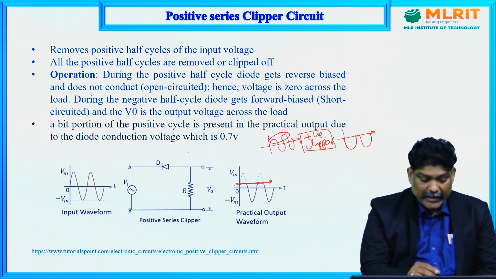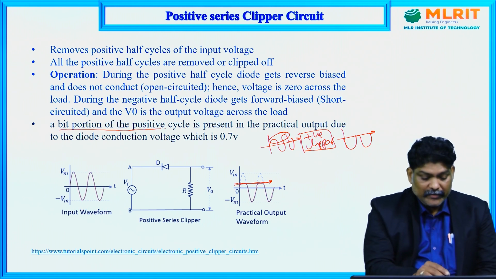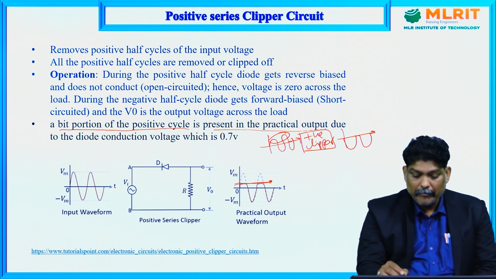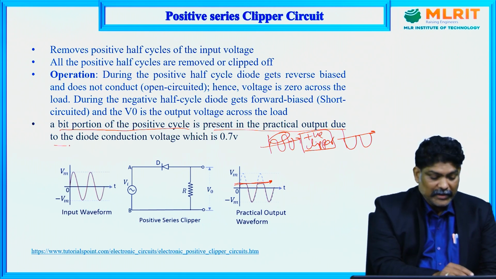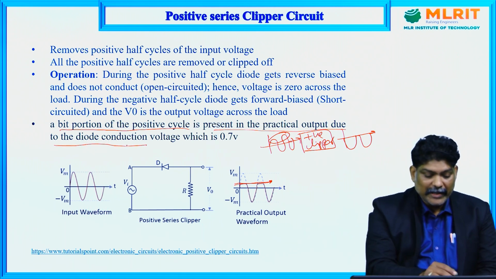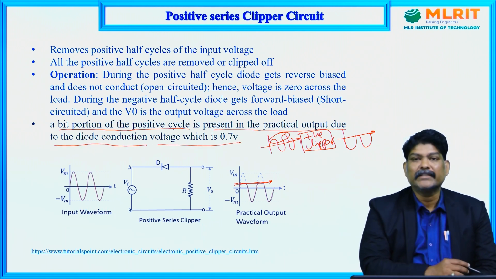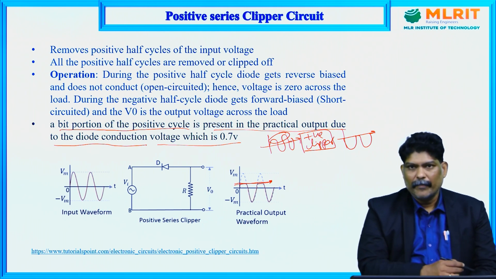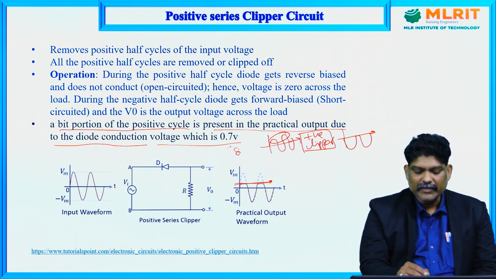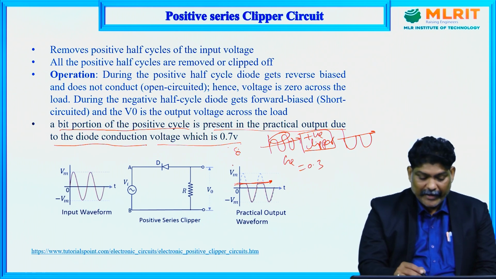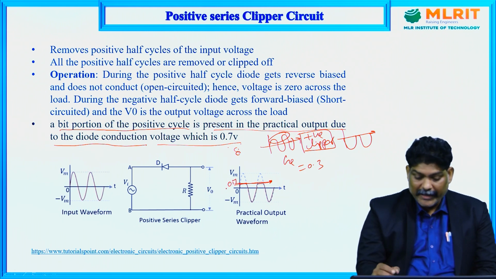Here a bit of the positive cycle is present in the practical output due to the diode conduction. The diode conduction voltage is 0.7 volts in the case of a silicon diode. If it is germanium, it will be 0.3. So if I consider a silicon diode, the positive portion will be 0.7 volts. Ideally it is from 0.